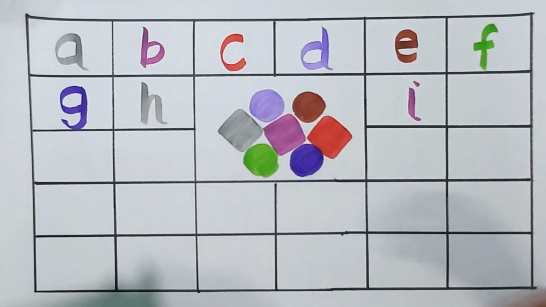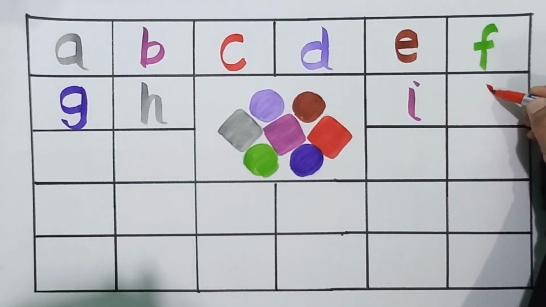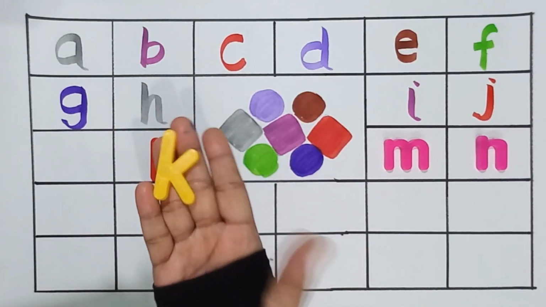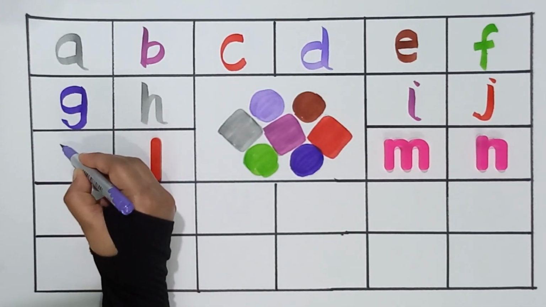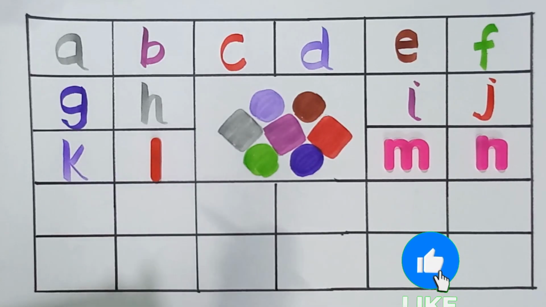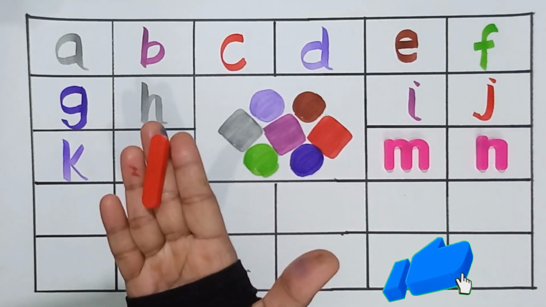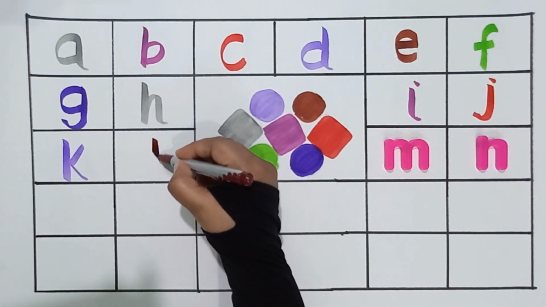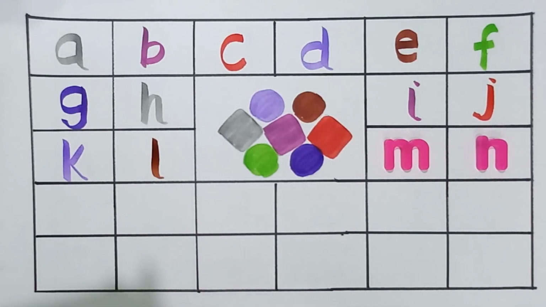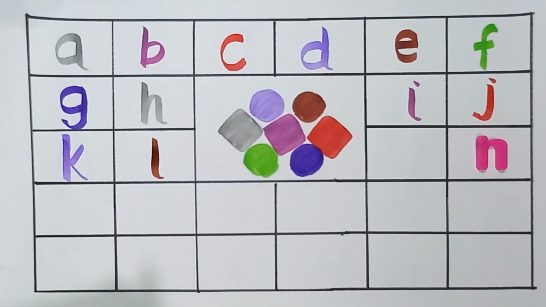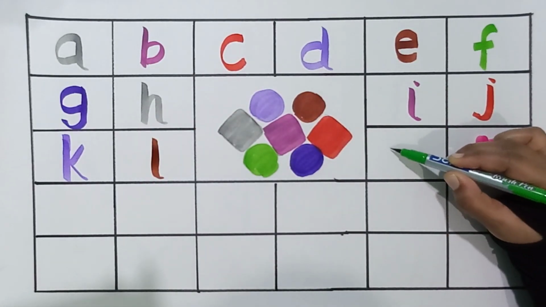Small j for jelly. Small k for kiwi. Small l for lemon. Small m for medal.